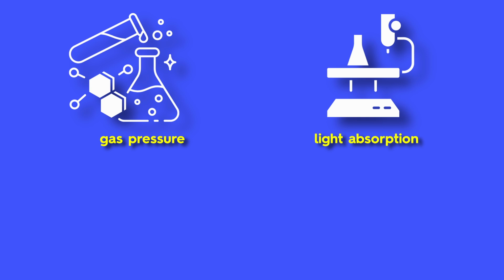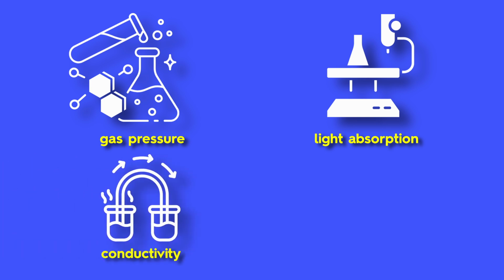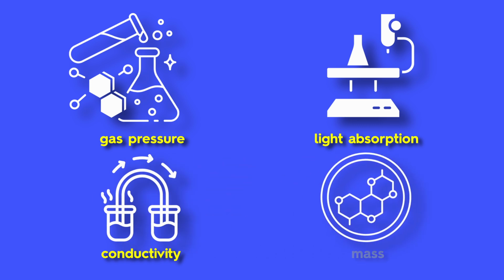We can track rates in many ways. If a gas forms, we can follow the pressure. If a colored species appears, we can monitor light absorption. Ionic changes can shift conductivity, and gas loss can show up as a decrease in mass. Different signals, same idea: concentration change over time.